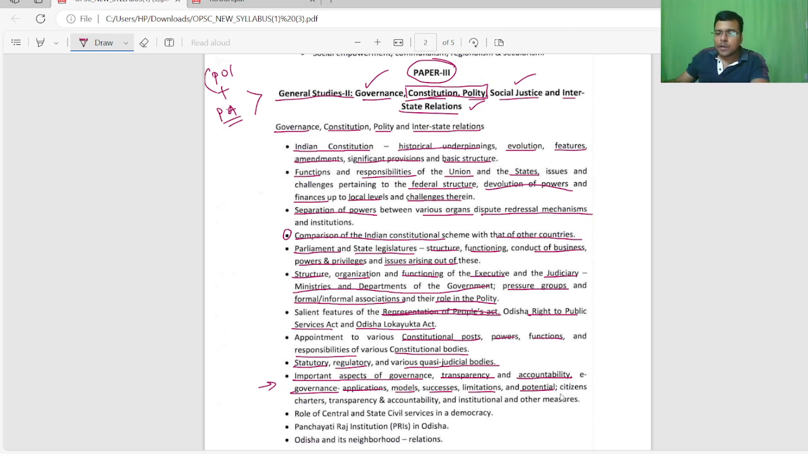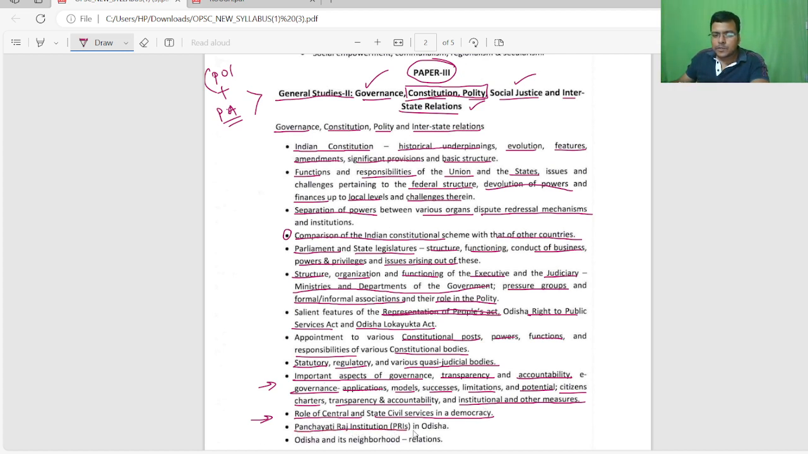Citizen charter, again public administration comes. Citizen charter, transparency and accountability, public administration, and institutional and other measures. So this is public administration. This is the role of central and state civil service in democracy. So yes, state civil service, be it Odisha administrative service, police service, finance service, what role they play in a democracy.